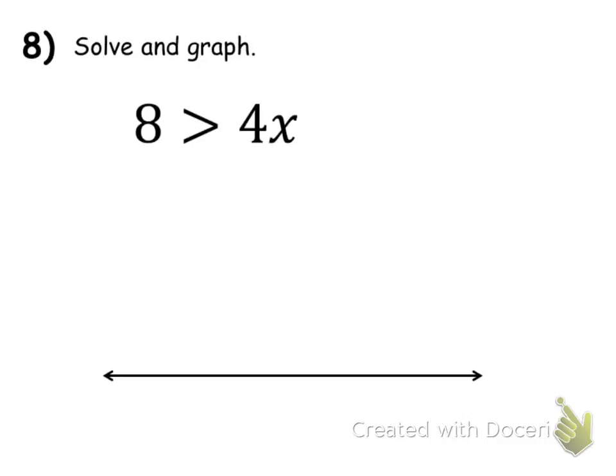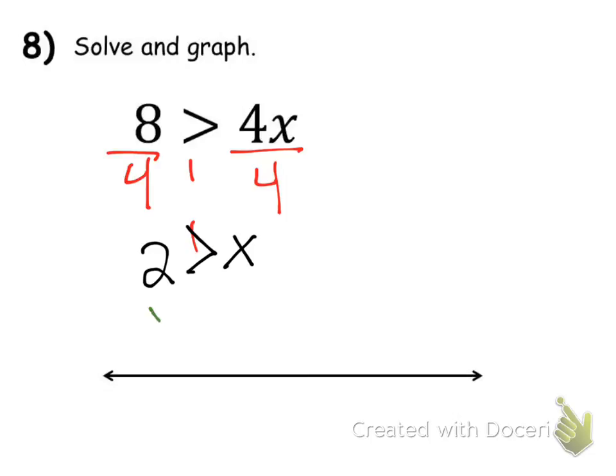All right, let's check out number 8. How should I do this one? Divide both sides by 4. That leaves me with 2 is greater than x. Is that how I want to write my answer? No, I want the x in the front and the 2 in the back.